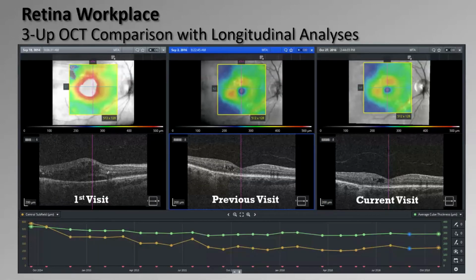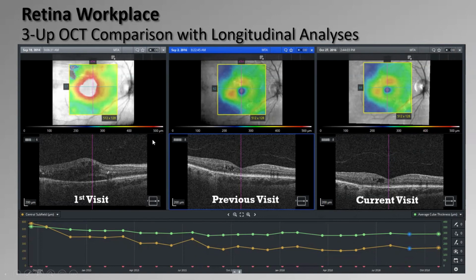So this is what the standard Retina Workplace screen looks like. You get this sort of 3-up OCT comparison, which I think, again, is unique to this system. So most OCT review softwares that I've used have basically 2 panes, which is one for the current visit and one for the prior visit.